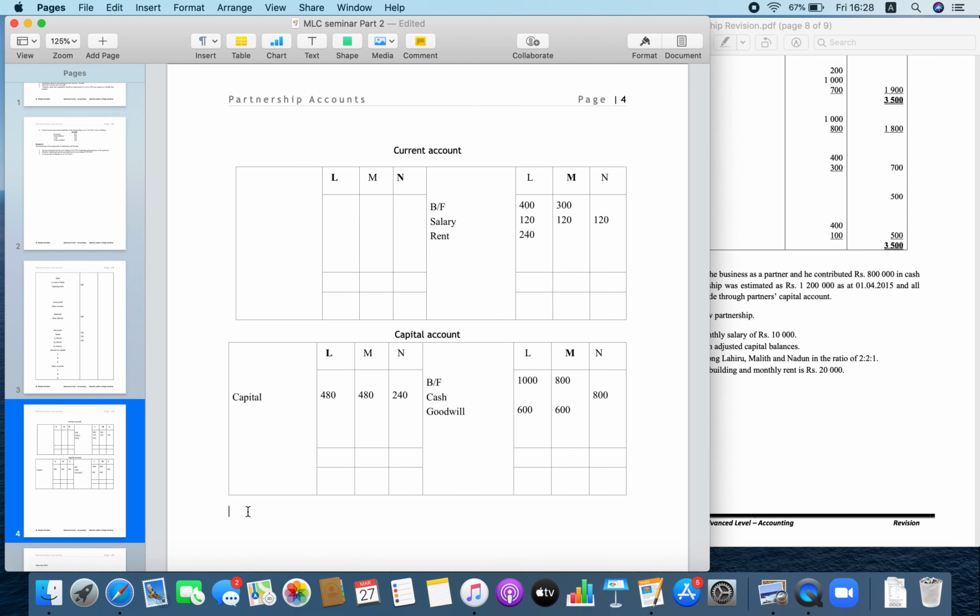So section 24 says give him a 5% interest. So guys, I will do a small working over here. Lahiru's loan, he has given us 500,000. Because the question does not specify an interest, according to section 24, we have to give him a 5% interest. So 5% of that now will be 25.